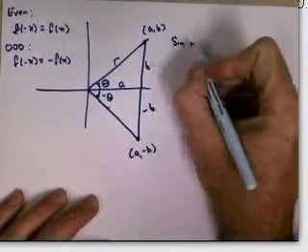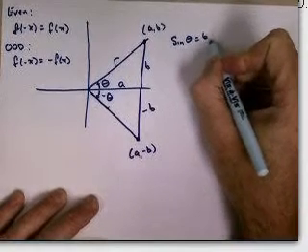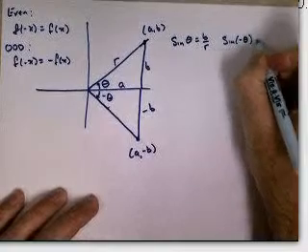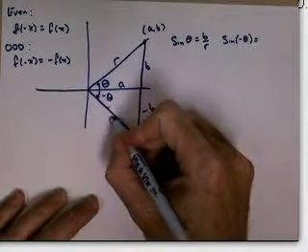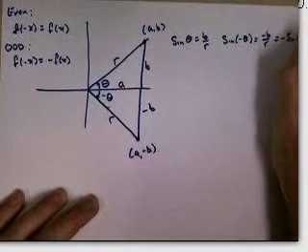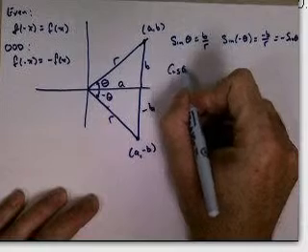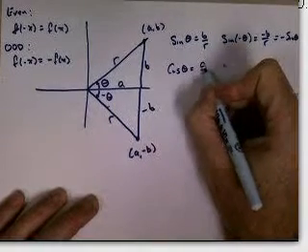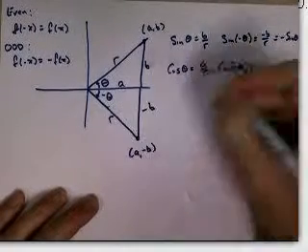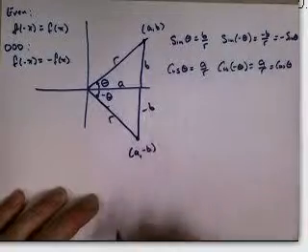Okay. So the sine of theta should be b over r. But if you look at the sine of minus theta, it's negative b over, this is still r. That's minus the sine of theta. If I look at the cosines, though, the cosine of theta is a over r, and the cosine of minus theta is also a over r. So they're equal to each other.